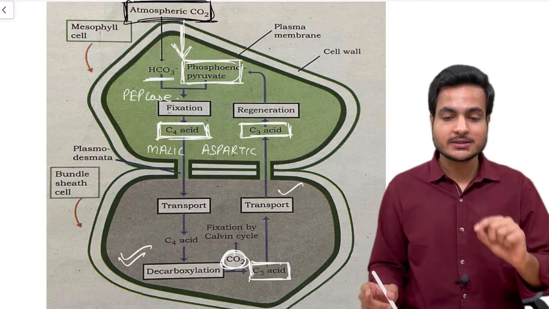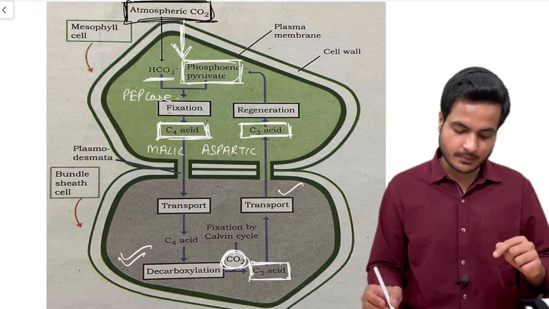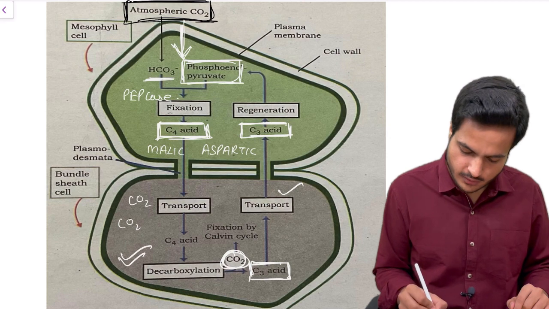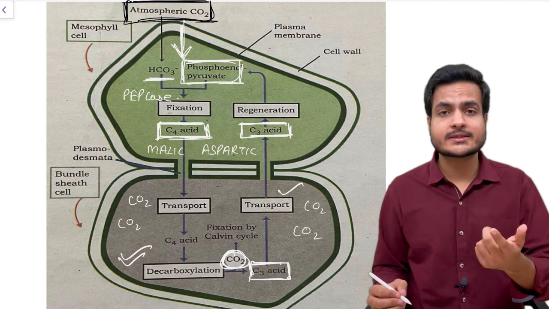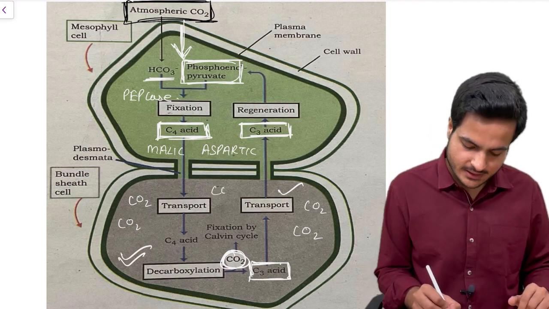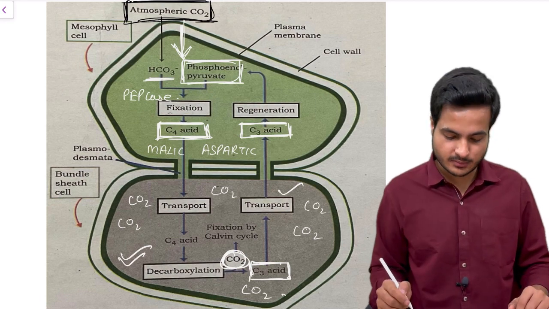Now you need to pay attention to the fact that during the process of decarboxylation inside bundle sheath cells, there is release of carbon dioxide. Therefore, if I ask you in which cell, mesophyll cells or bundle sheath cells, the amount of carbon dioxide will increase, the answer is in bundle sheath cells the amount of carbon dioxide will increase. You need to remember this point.